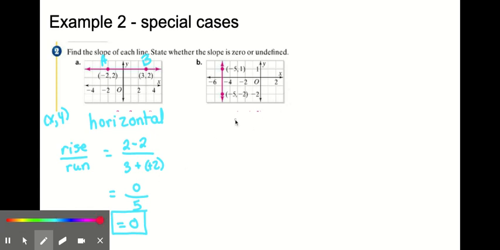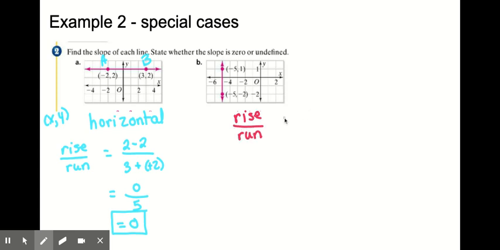But now let's look at my vertical line. So again, rise over run. And I don't really have a left and a right because the 2 points are on top of each other. So I'm going to go with top and bottom. We'll call this point A. We'll call this point B. So I'm going to do point B minus point A. So I have -2 minus 1 over -5 minus -5.